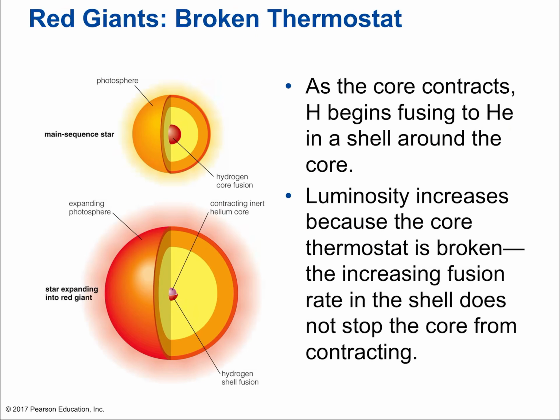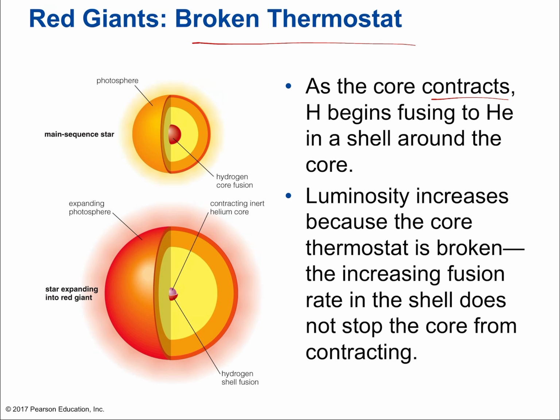This is when the thermostat breaks. This harkens back to the idea of the natural thermostat of our own sun. Eventually it breaks because the fuel source runs out. As the core contracts, hydrogen begins to fuse into helium in a shell around the core. That contracting core is releasing a huge amount of energy because gravitational potential energy is being turned to thermal energy. That thermal energy is then radiated through the shell around the core, heating up that shell and instigating its own fusion.